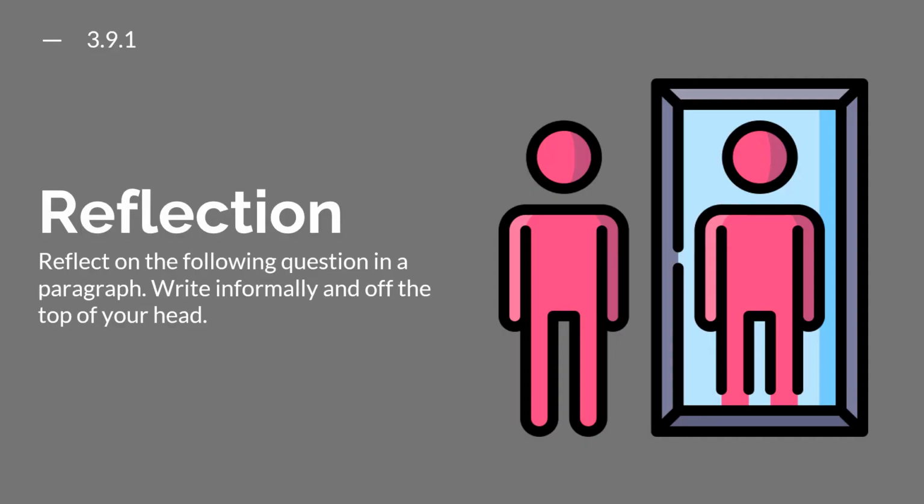But before we go any further, go ahead and pause the video at this time to complete the reflection. Reflect on the question you're given in a paragraph. Make sure you write informally and off the top of your head. When you're finished writing your reflection, go ahead and unpause the video so that we can continue the lesson.